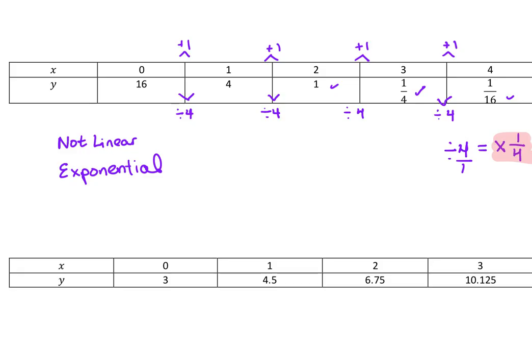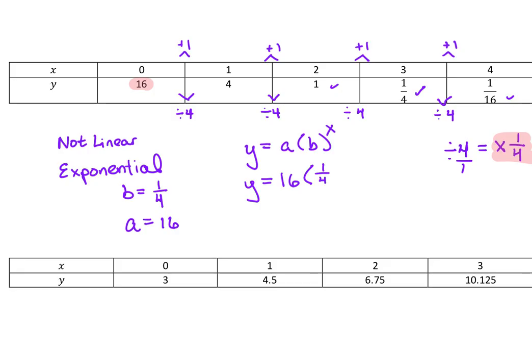Okay, so we have a base multiplier. What are we multiplying by? We are multiplying by 1/4. All right, we need our y-intercept, which is our a value, and our a value is 16. And so now when we plug this into our formula, we get y equals 16 times 1/4 raised to the x.